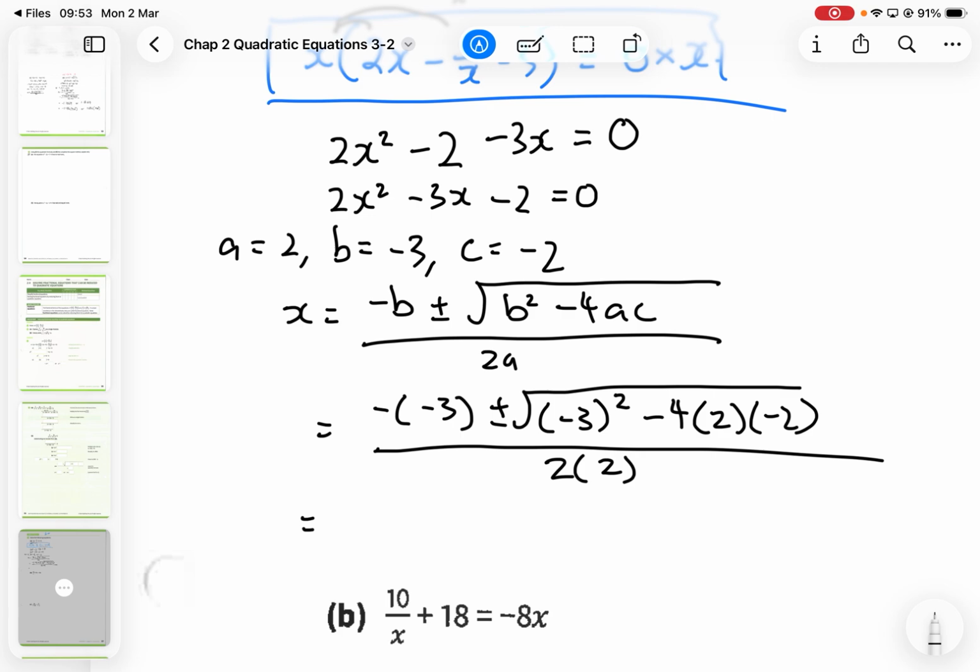Plus first. We do the plus one first. Later, press equal, and it gives us one answer. We copy it down. Then I press back, go back, change the plus to minus. Then I will have two answers. Square root. Bracket.